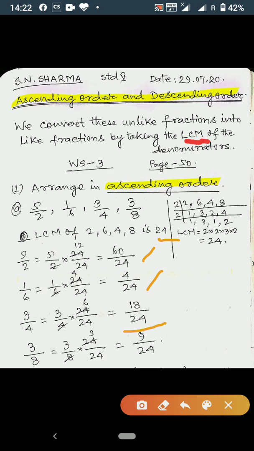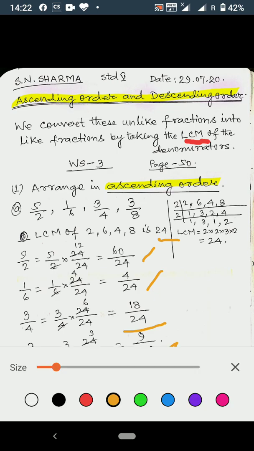3 by 4 can be written as 3 by 4 multiply 24 by 24. 4 ones are 4, 4 sixes are 24. 6 threes are 18, equal to 18 by 24. 3 by 8 can be written as 3 by 8 multiply 24 by 24. 8 ones are 8, 8 threes are 24. 3 threes are 9 by 24.